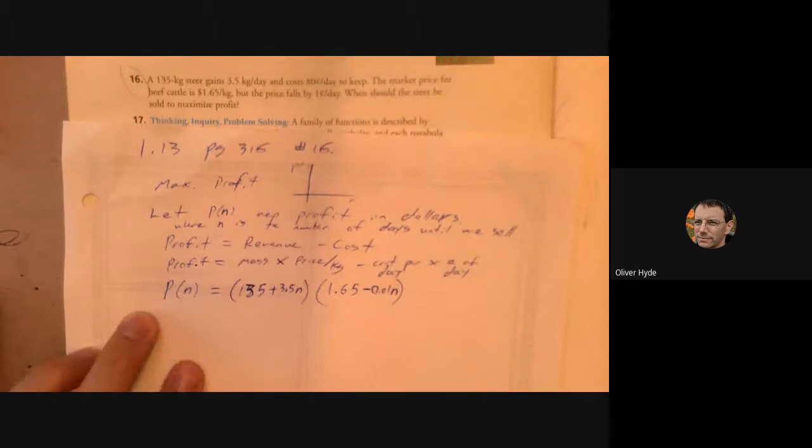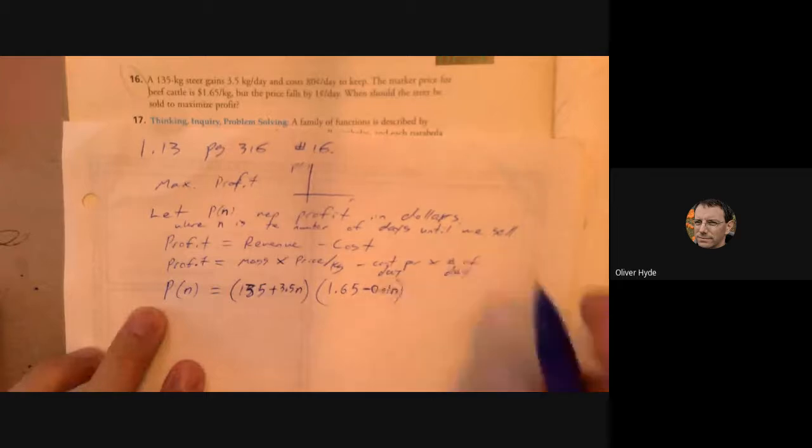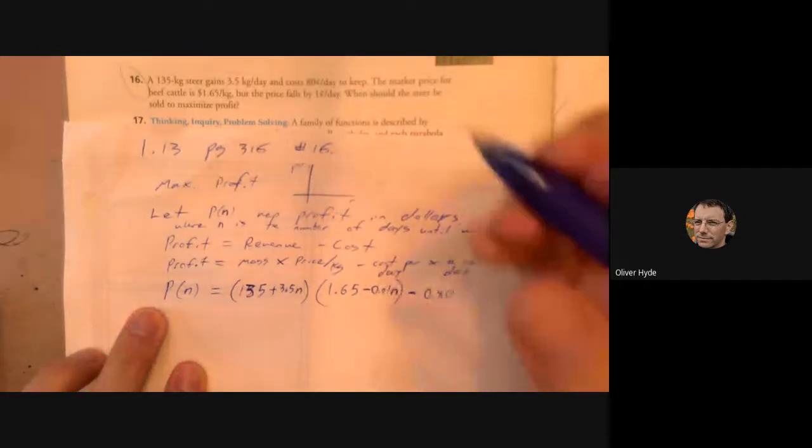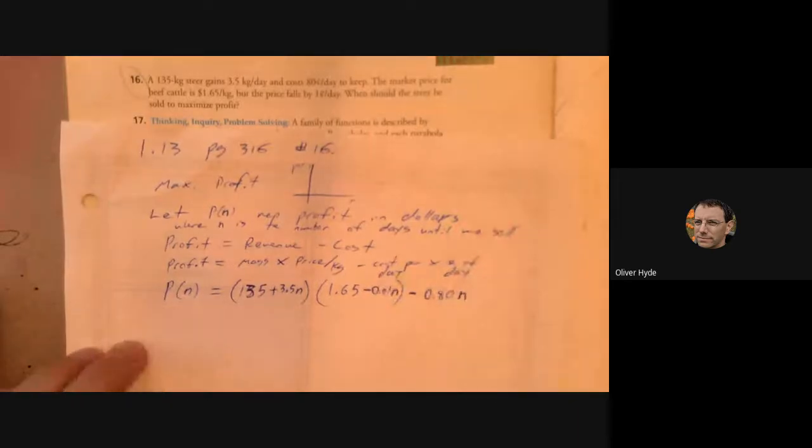Let me make sure that I include my costs. The cost per day is fixed. That's 80 cents per day multiplied by the number of days that I'm going to keep it. Number of additional days that I'm going to keep it. I wonder if students are experiencing problems with this question because they didn't know how long they've had the steer for, but this is like we're starting right now.